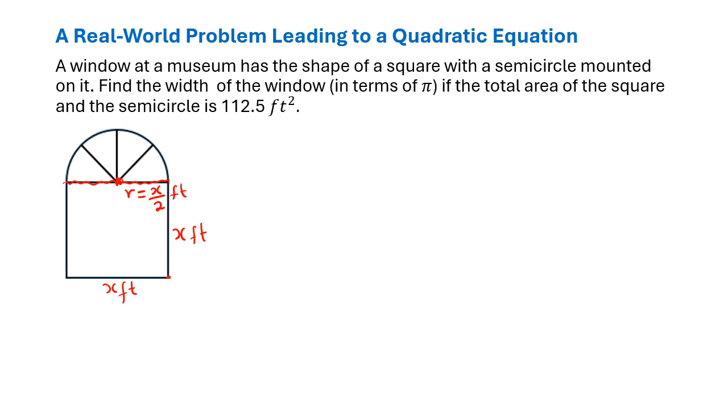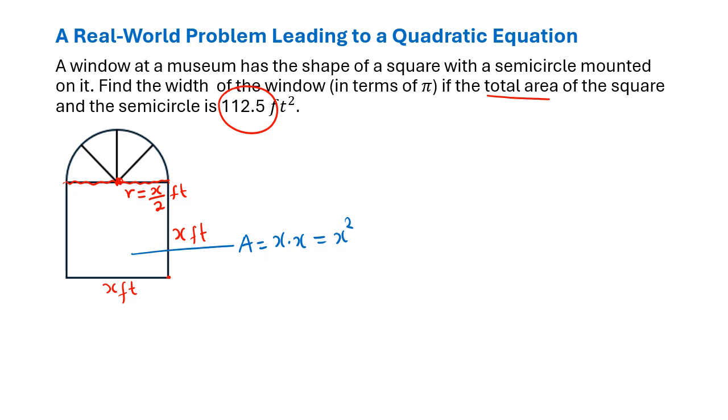All right, so now I have everything that I need. I have two shapes combined together, and we're given that the total area of the square and the semicircle is 112.5 feet squared. So I'm going to use different colors. I'm going to find the area of the square first, which will be x times x, giving x squared. It's the width times the width.